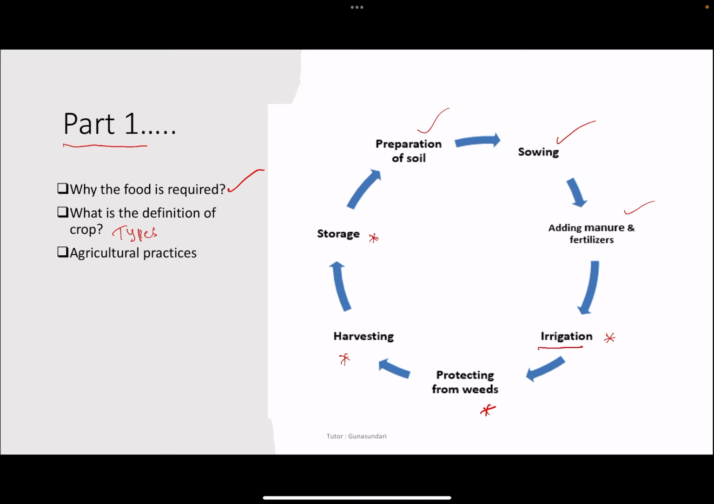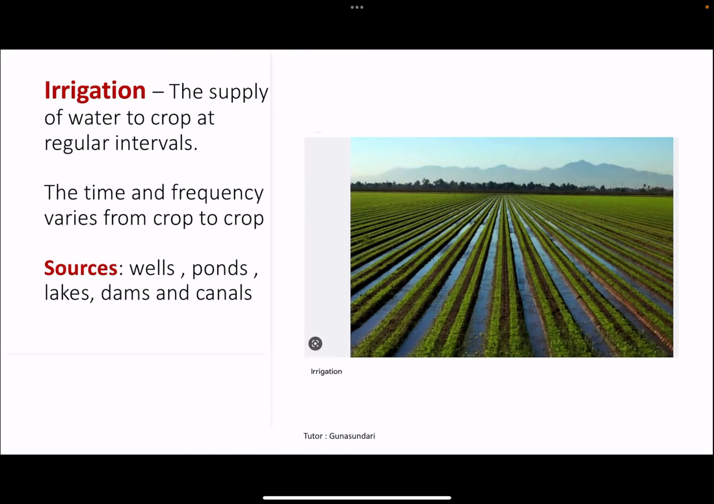First, what do you mean by irrigation? Irrigation means the continuous supply of water to the crops at regular intervals. You need to supply the water continuously and also at regular time intervals. That is called irrigation.